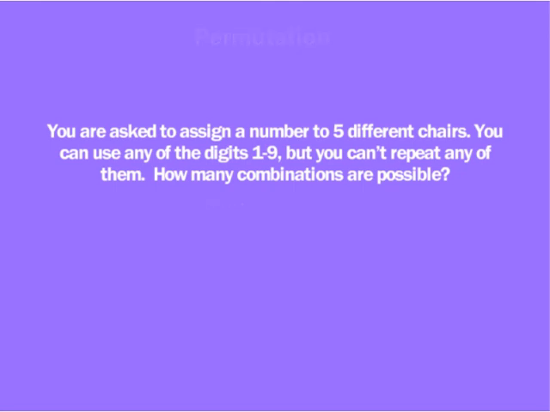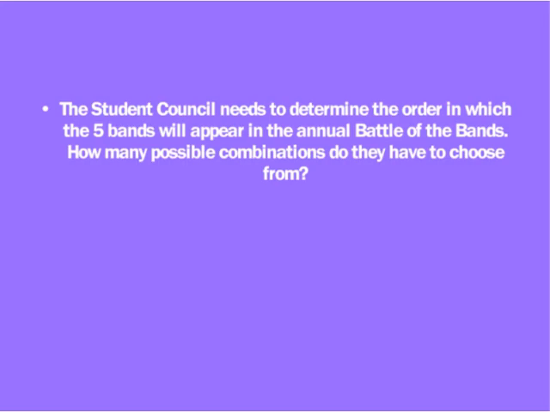With the combination problem, the previous choice has no impact on the outcome. It makes no difference in the outcome you're looking for. You are also asked to determine the order for 5 bands to appear in the Battle of the Bands. And we want to see how many total combinations they have to choose from.